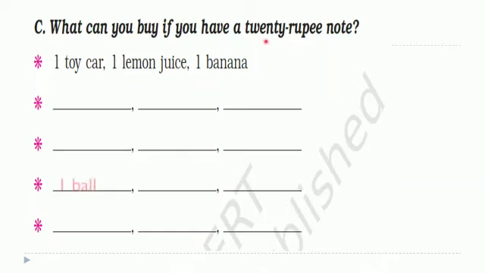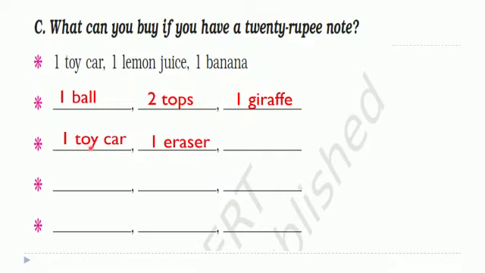So one example I have given, you can write one ball, that is 7 rupees. Then 2 tops, 2 rupees 1 top. So 2 tops and 1 giraffe, that is 6 rupees 50 paise. So when you add, you should not get more than 20 rupees. One more I have written: one toy car, one eraser, because one eraser is only 1 rupee, and one pencil. So when you are writing, you should see that when one toy car is more costly, the other things should be of less cost, then only you can buy for 20 rupees. And these two you will do yourself. Okay, try it at home.